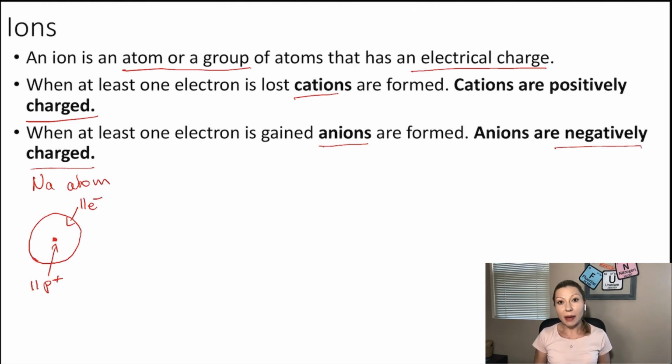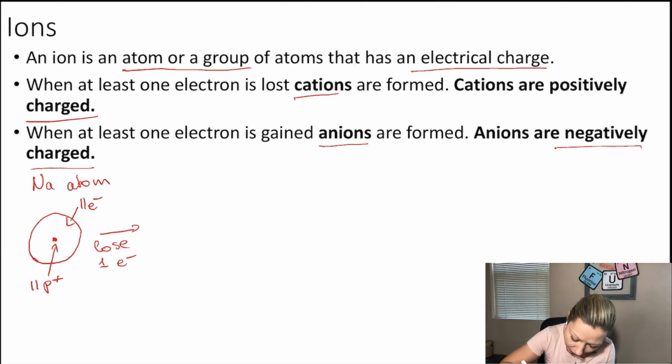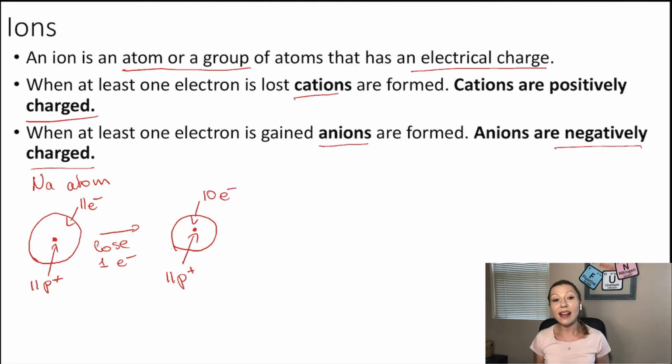Sodium atoms tend to lose electrons. So lose one electron. What will happen on the other side? I'm going to form an ion that still has the same number of protons, so 11 protons, but this time I will have only 10 electrons.